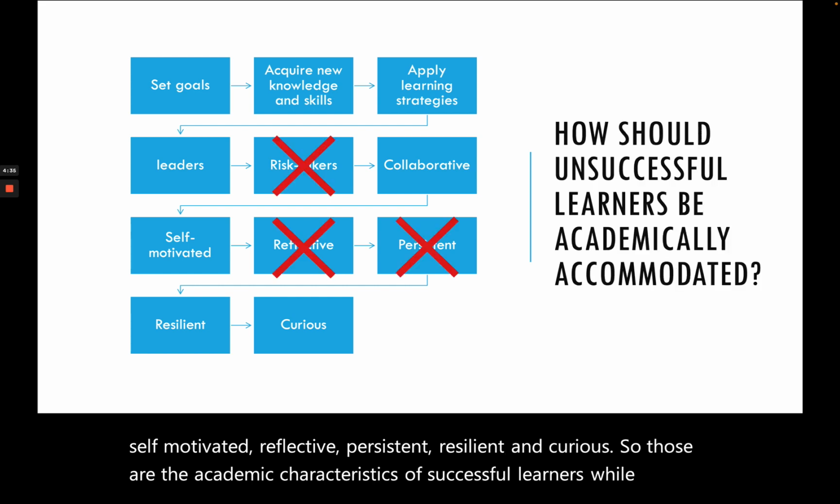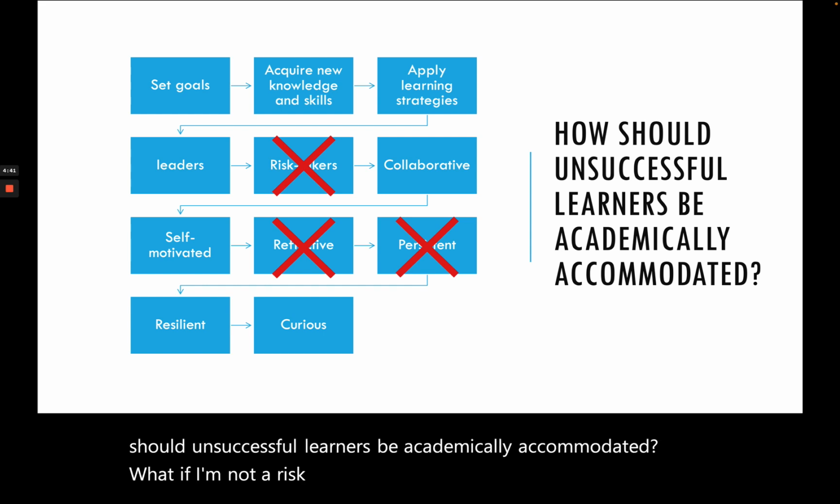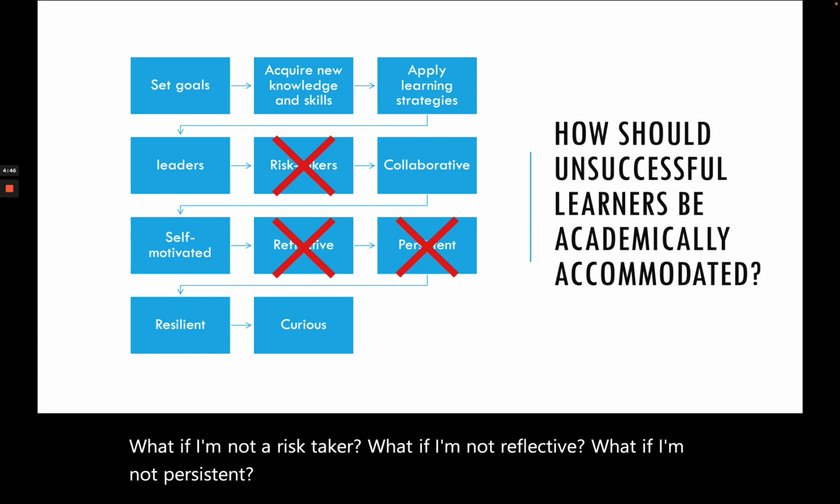Well, how should unsuccessful learners be academically accommodated? What if I'm not a risk taker? What if I'm not reflective? What if I'm not persistent? Do I deserve an accommodation?